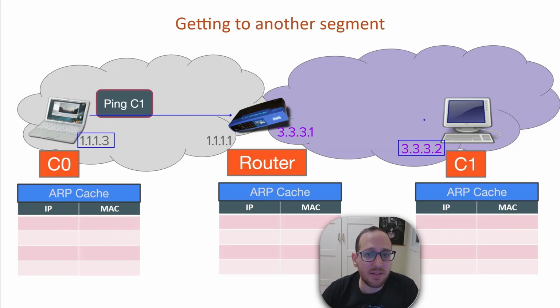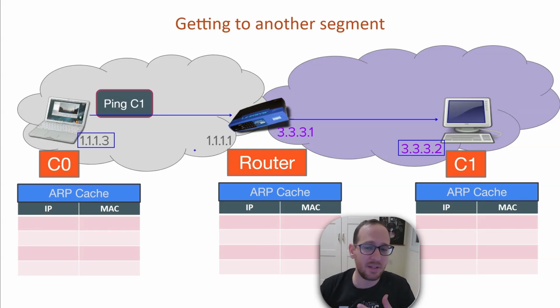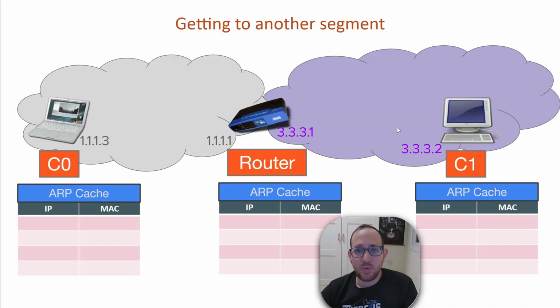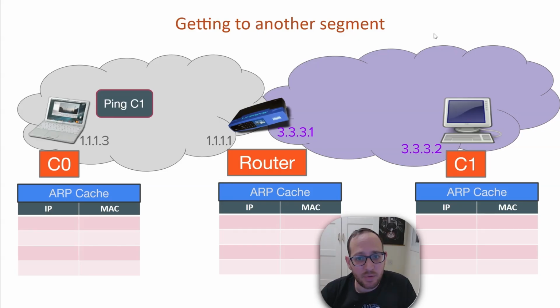So for that, C0 needs to know the address of the router. Now, how does C0 know what the IP address of the router is? That question will be answered on a future slide. But for now, let's say C0 knows that the IP of the router is 1111. So what's the next step? C0 knows it needs to send the packet to the router, to this port of the router, the one corresponding to the IP address of 1111.